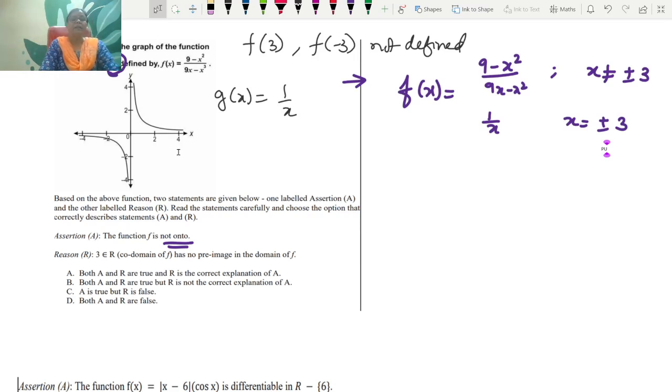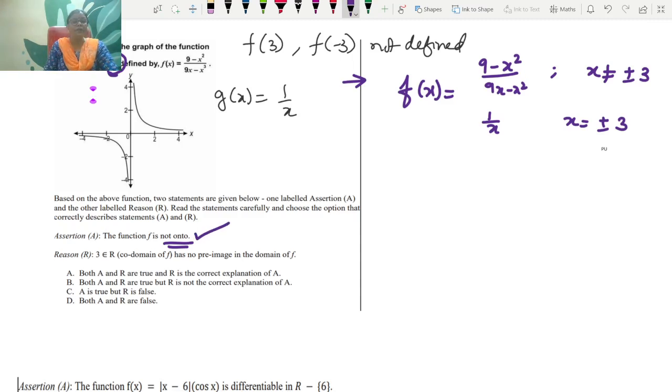Can you define the reciprocal of 0? Does the curve intersect the y-axis, or is the curve intersecting the x-axis? Intersecting the x-axis means the curve is defined for y equal to 0. So is y equal to 0 defined? No. So how can it be an onto function? That means for no value of x is it 0. That is, the reciprocal of no number is 0. Hence, f is not onto is a correct statement.